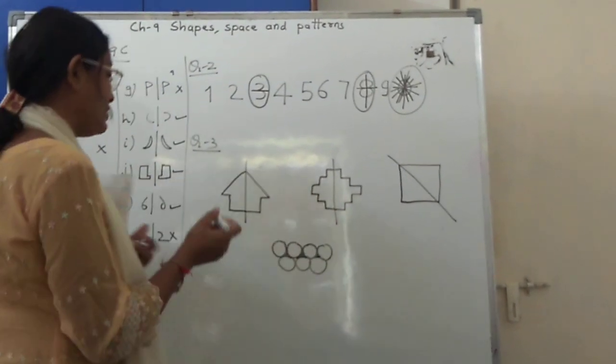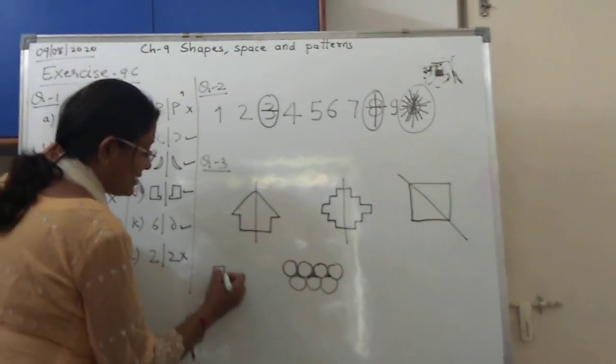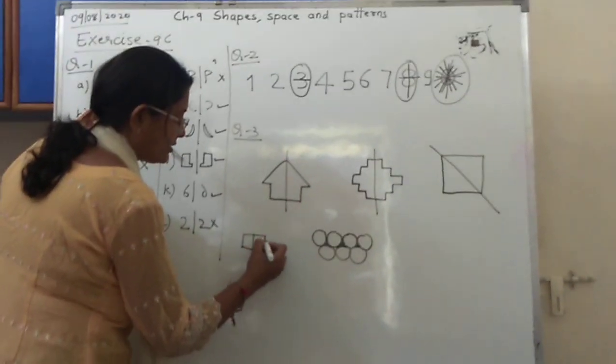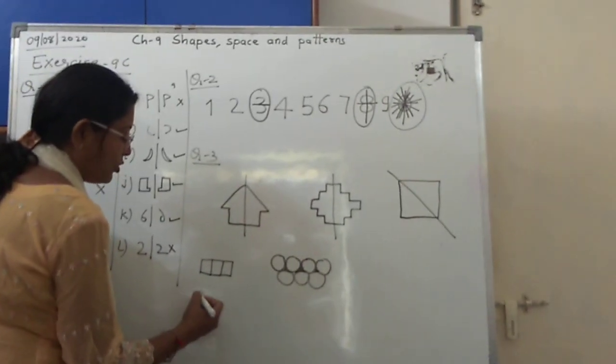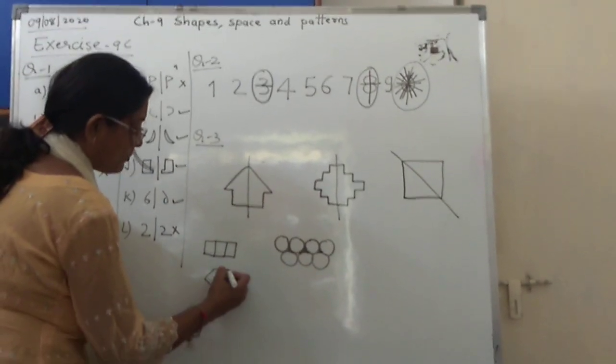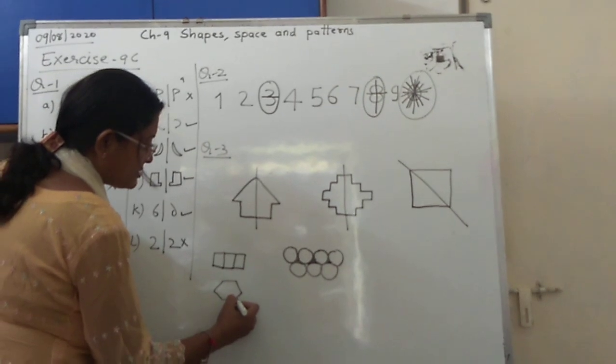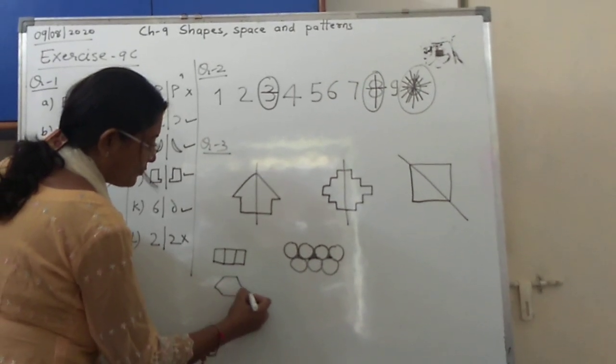Tessellation means what? When the tile is like this, a square, again another tile, again another tile, or it is in pentagon shape or hexagon shape. Then see, you can again draw.